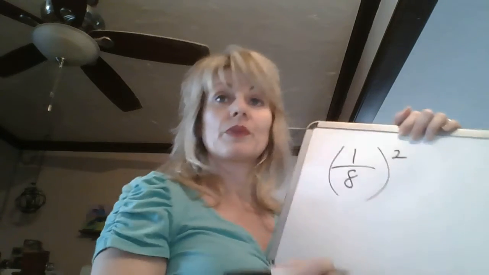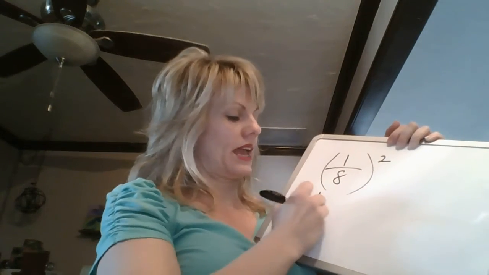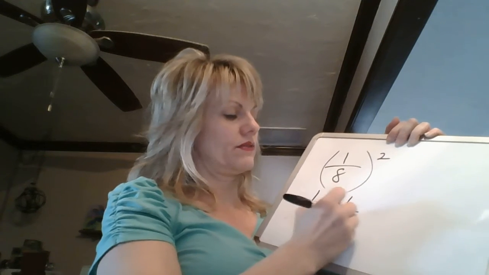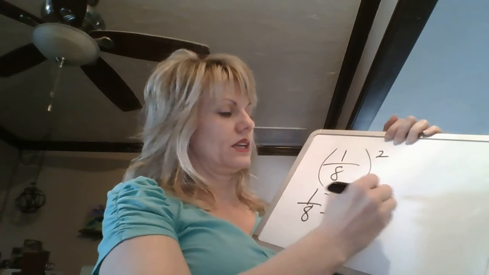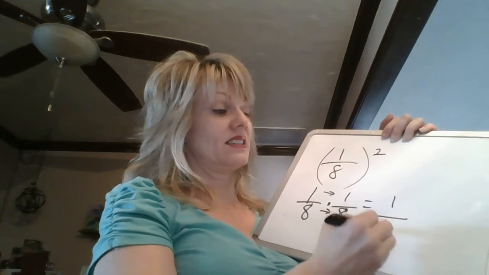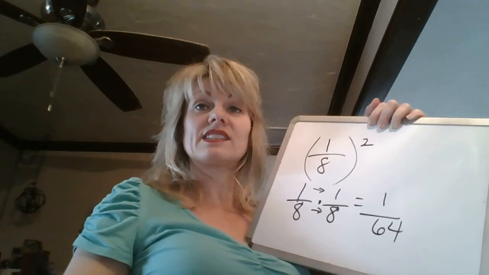All right, number 4, 1/8 to the second power, which means we're going to take 1/8 times itself. We multiply across. 1 times 1 is 1. 8 times 8 is 64. The answer is 1/64.